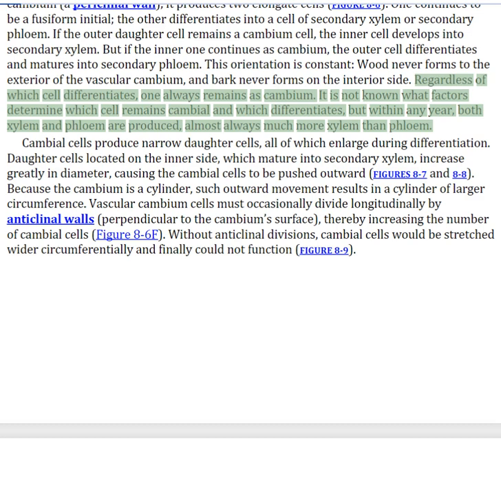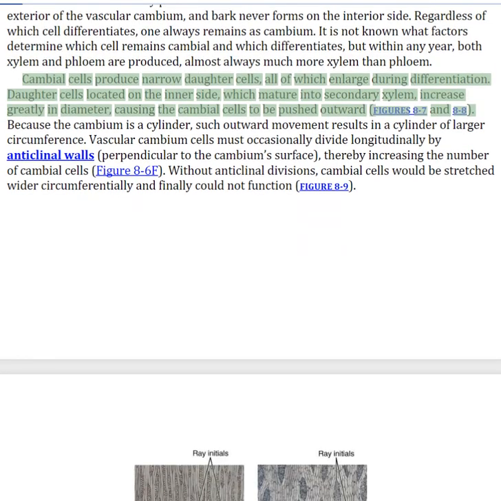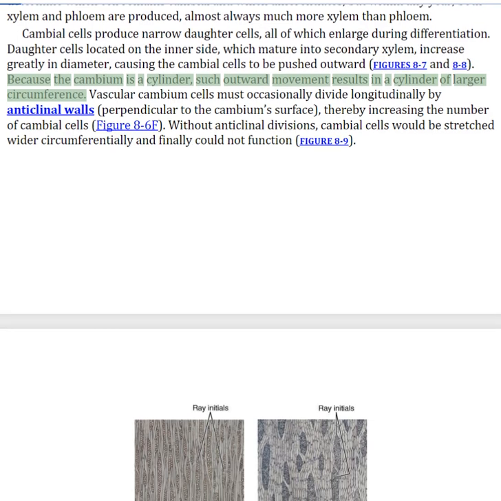It is not known what factors determine which cell remains cambial and which differentiates, but within any year, both xylem and phloem are produced, almost always much more xylem than phloem. Cambial cells produce narrow daughter cells, all of which enlarge during differentiation. Daughter cells located on the inner side, which mature into secondary xylem, increase greatly in diameter, causing the cambial cells to be pushed outward. Because the cambium is a cylinder, such outward movement results in a cylinder of larger circumference.